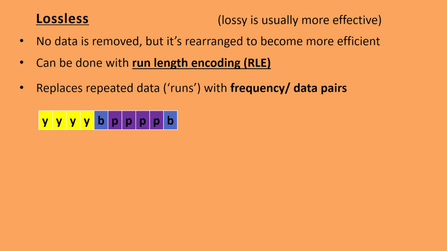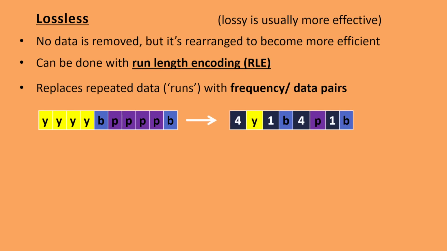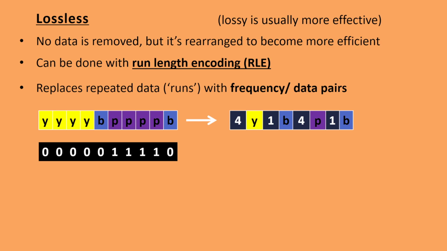So take this as an example. Here I've got 3 yellow, 1 blue, 4 purple and 1 blue. When I run lossless compression, that turns into 3 yellow, 1 blue, 4 purple, 1 blue. It's essentially telling us the frequency that they appear, and it's paired them together in terms of the data that they hold, in this case, data values. We could do this with binary numbers as well, so here's another example. And when I run length encode it, it turns into 5 zeros, 4 ones and another 0.